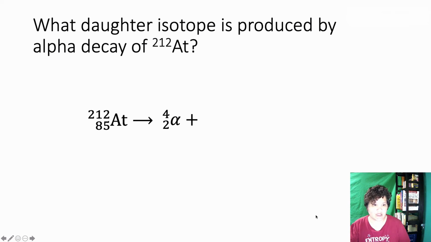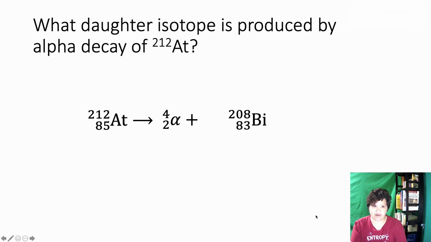And now, do the math. What plus 4 equals 212? Well, that's going to be 208. What plus 2 equals 85? Well, that's going to be 83. So what's element 83? It is bismuth. So we're making bismuth 208 as our daughter product.